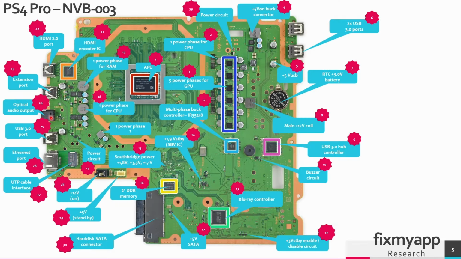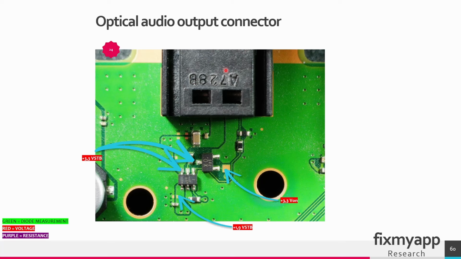In region 24 you can find the optical audio output. So this is the optical output connector, and this is the surrounding circuit, and at these two pins you should find the standby voltage of 3.3 volt. On this pin you should find 1.9 volt, and when you turn on the console you should find 3.3 volt at this pad.